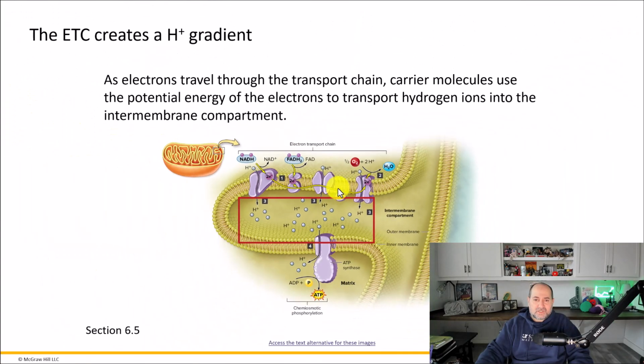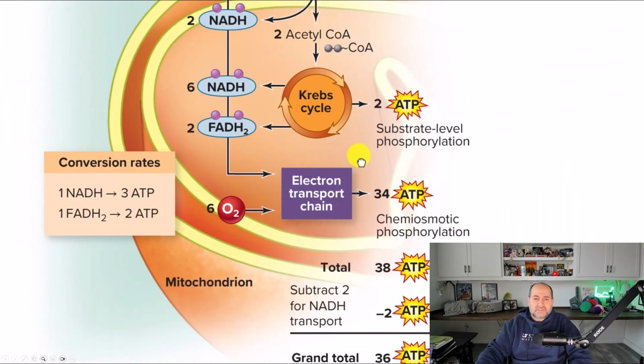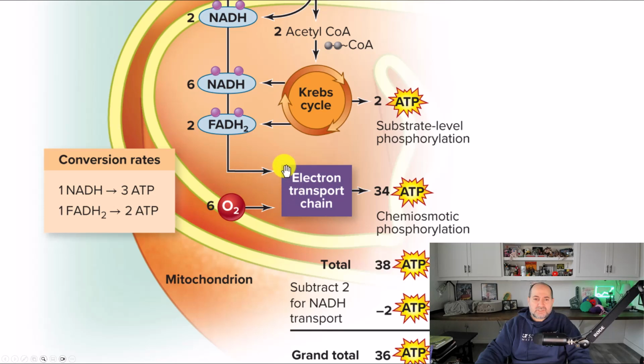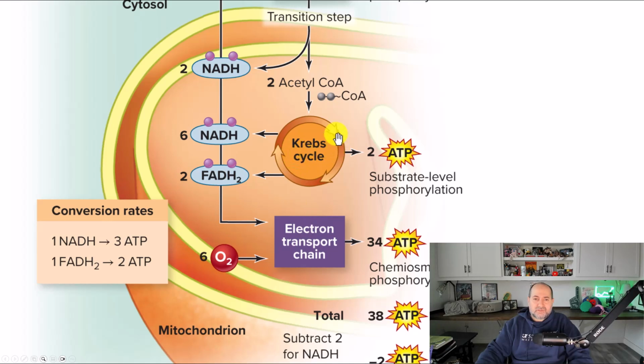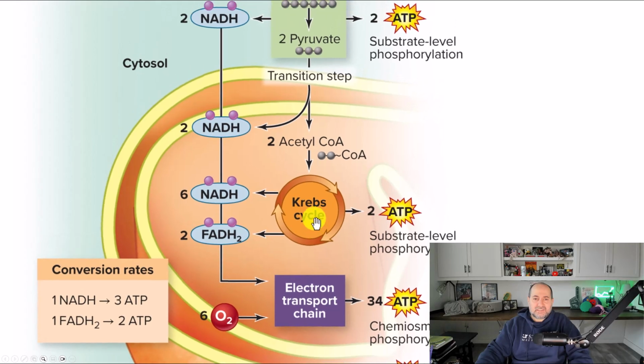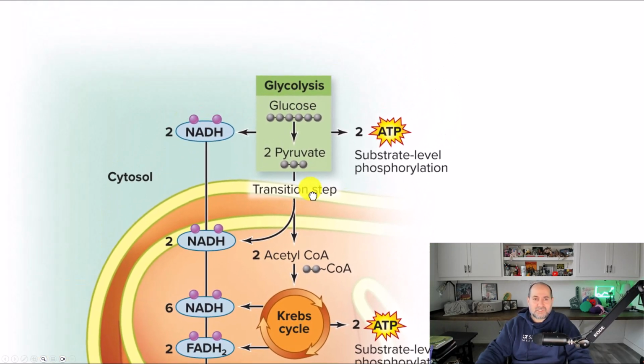So when there's not enough oxygen, the electron transport chain shuts down. And also, the Krebs cycle shuts down. And even the transition step shuts down when there's not enough oxygen. Isn't that neat? So, guess what?